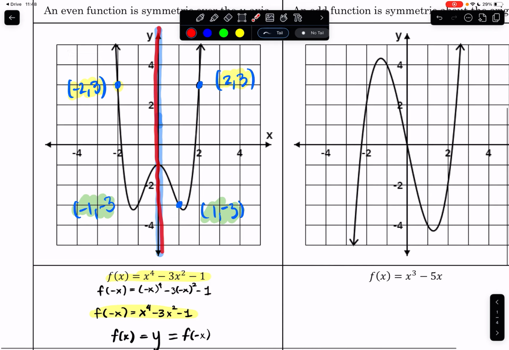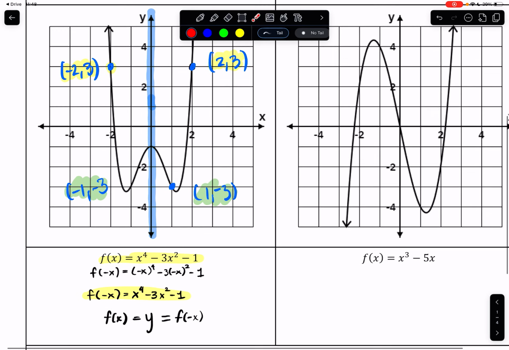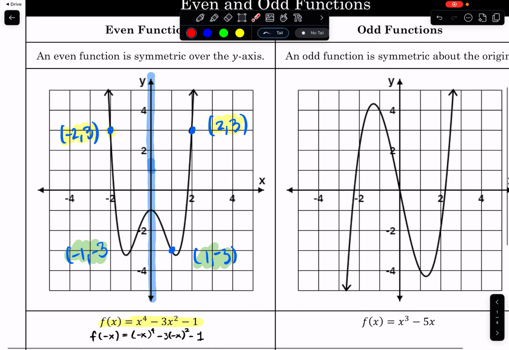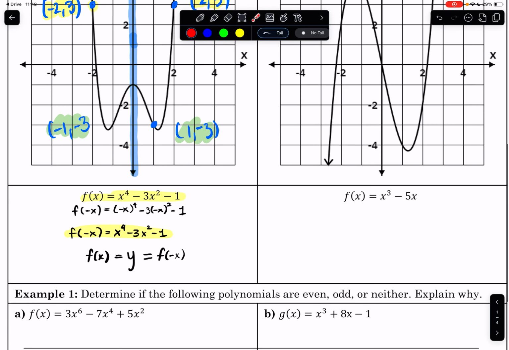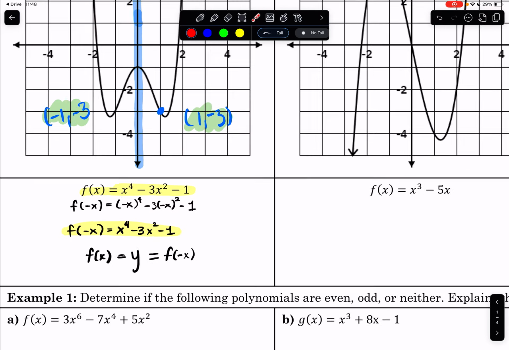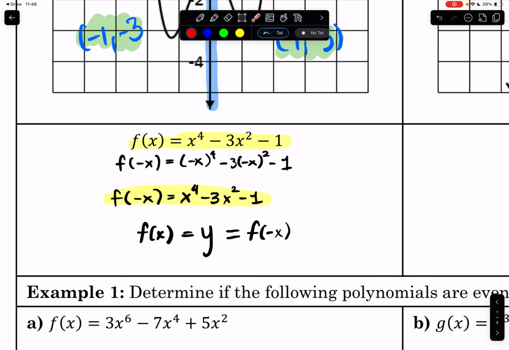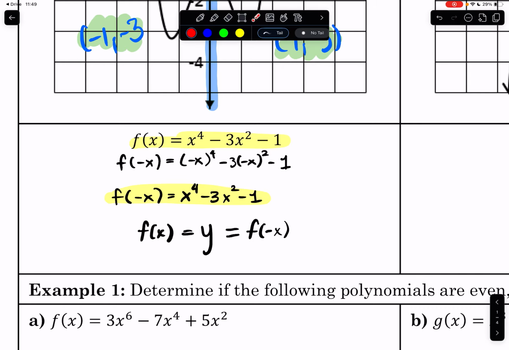So this again is the correlation right there, that an even function is symmetrical through the y-axis, and we can prove it like that. Now there's an easier way of proving it when it comes to polynomials, and we'll talk about it right now in a second. Okay, let's look at the second example.